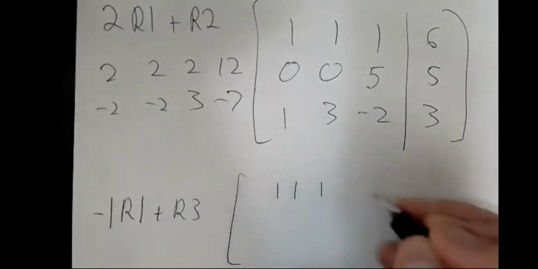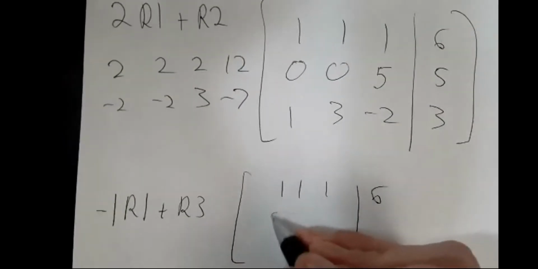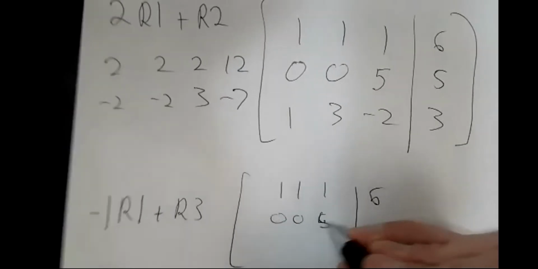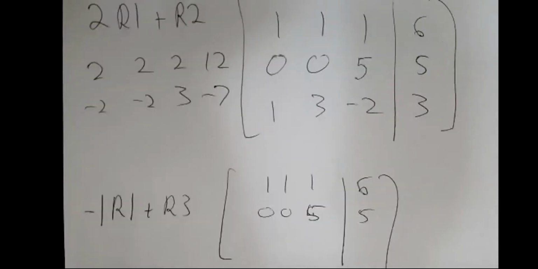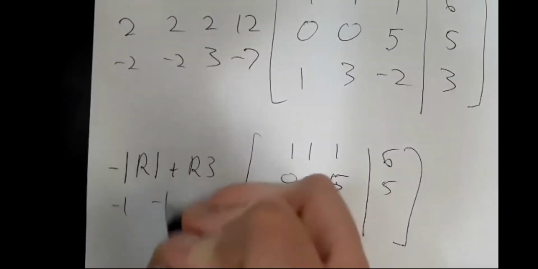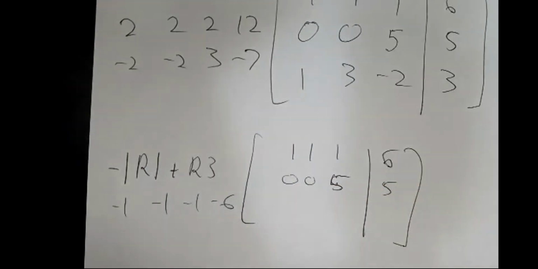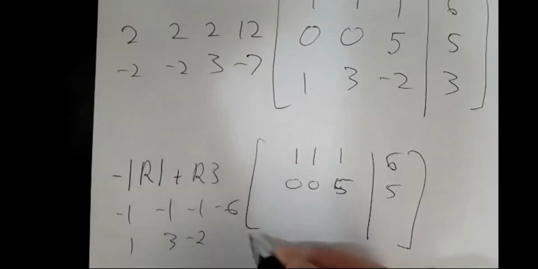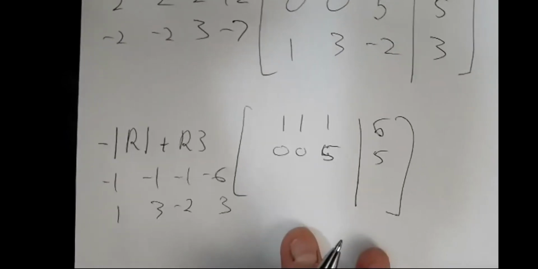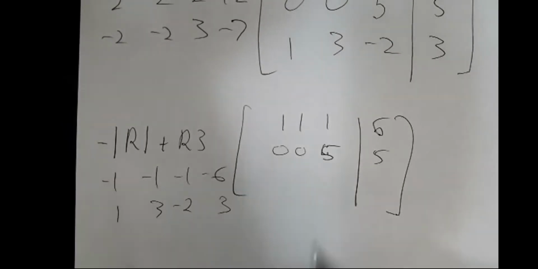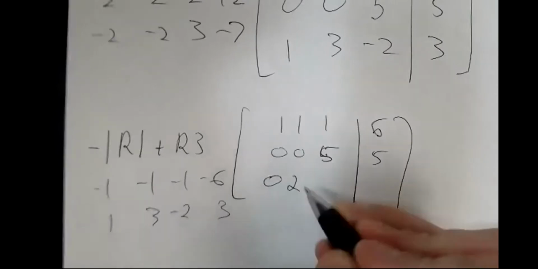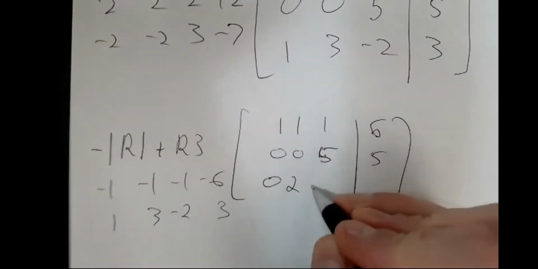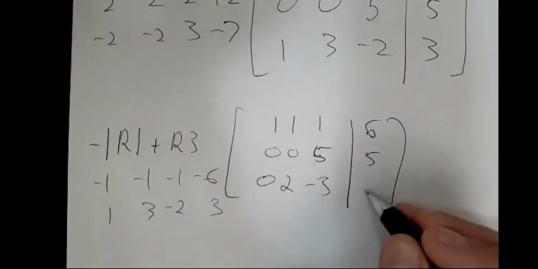So 1, 1, 1, 6 is going to stay the same. This is 0, 0, 5, 5. Now I'm doing this operation. So if you have to write it, -1, -1, -1, -6, and I'm adding that to 1, 3, -2, 3. So as you said, this thing should be 0. What do I got next? 3 minus 1. I have -2 and a -1. And I have a -6 and a -3.